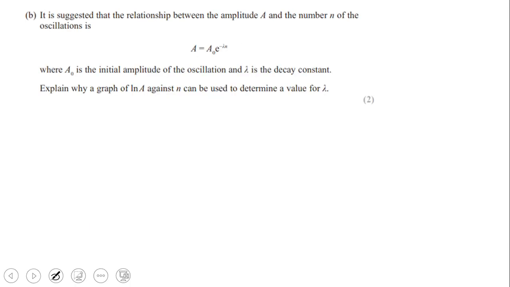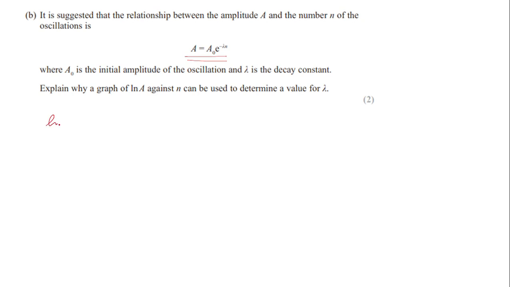It is suggested that the relationship between the amplitude A and the number n of the oscillation is A is equal to A naught e to the power minus lambda n, where A naught is the initial amplitude and lambda is the decay constant. Explain why the graph of ln A against n can be used to determine lambda. Again, this is the same procedure, the same exponential equation. You need to first rearrange this equation in the form of log.